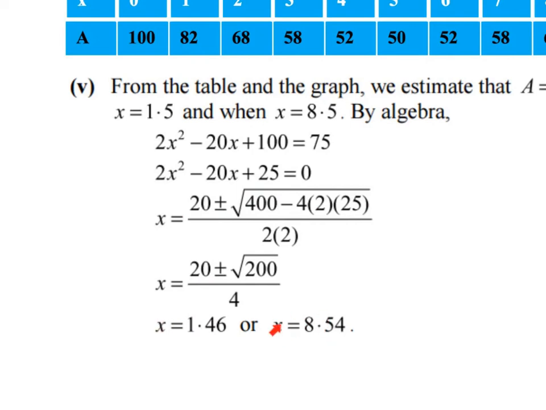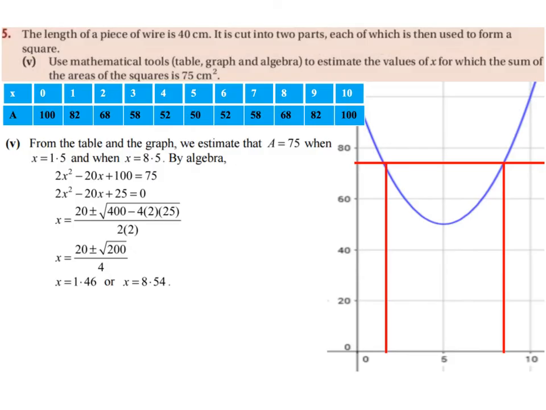So these are our exact values rounded off to 2 decimal places. And we can see that they were indeed very close to our original guesses. 1.5 is very close to 1.46 and 8.5 is very close to 8.54. Very important to note that if you're ever told to use your graph, you want to actually draw on your graph.